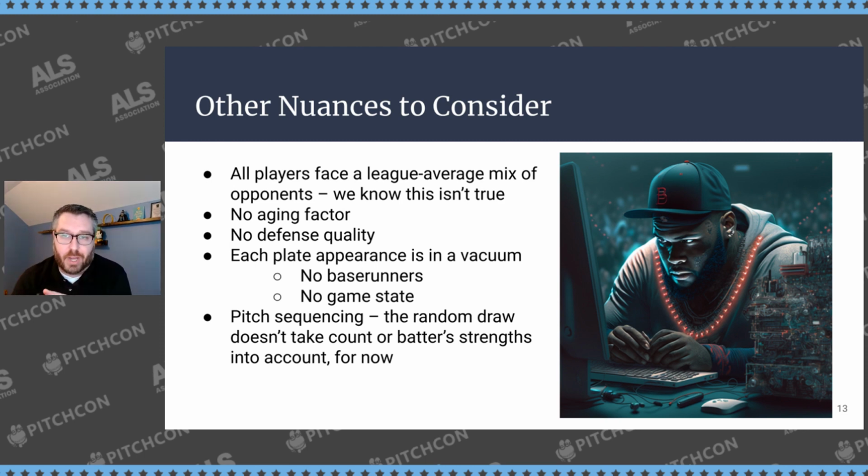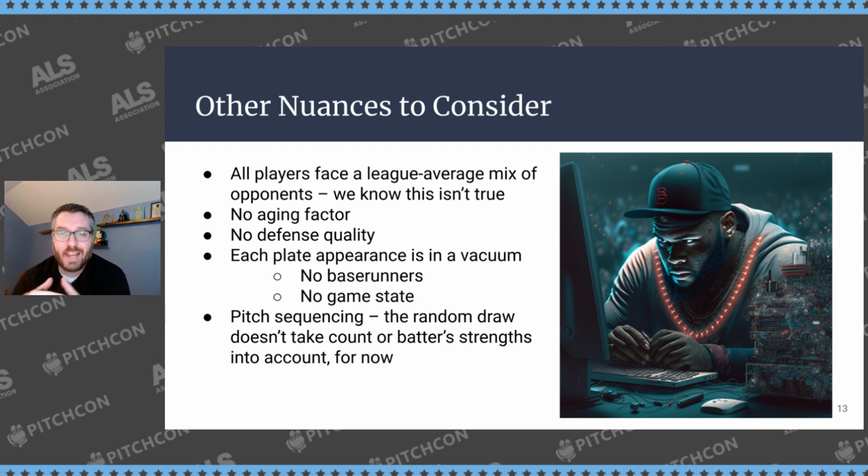All players in our projection face a league average mix of opponents. So we know this isn't true. We know that, let's say, a player in the AL East might face harder competition than a player in the NL Central. Again, part of our goal here is to get a more true talent type of projection. And frankly, it's very difficult to get who a player might face over the course of the season. So for V1, league average mix of opponents.